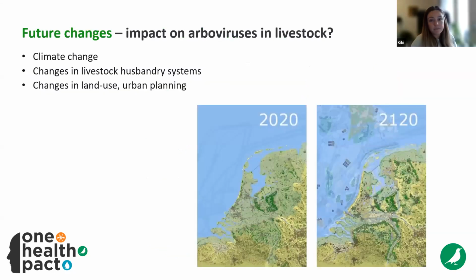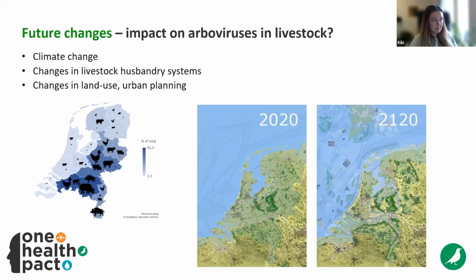And then, as we already talked about a bit, changes in climate, but also changes in landscape can really have an effect on especially vector-borne diseases, but also other zoonotic diseases because of the closer interaction, for example, between wildlife, livestock, and humans. This is a map that was developed by colleagues from Wageningen University on how the Netherlands could look in 100 years. You can see there's a lot more water, but also a closer connection between, for example, agriculture and nature areas.